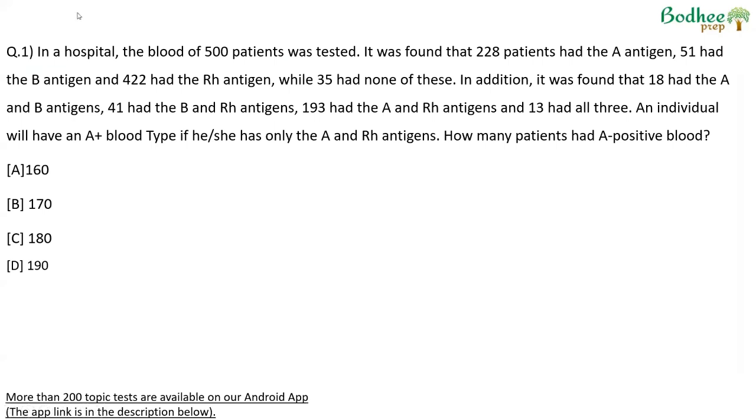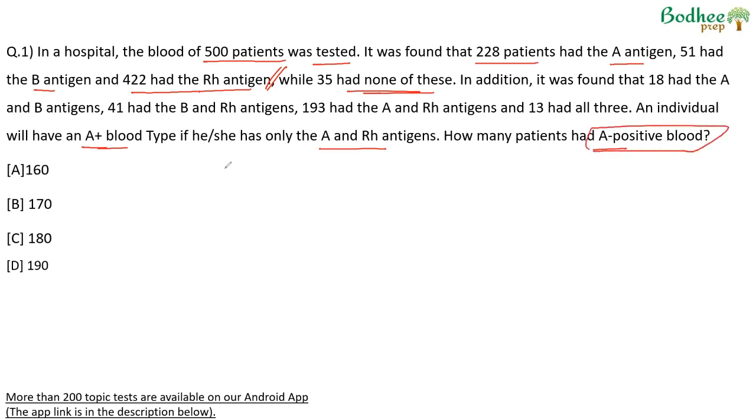If I look at the questions, the first question says, in a hospital, the blood of 500 patients was tested. It was found that 228 patients had A antigen, 51 had B, 422 had RH antigen, while 35 had none of these. In addition, it was found that 18 had A and B, 41 had B and RH, 193 had A and RH, and 38 in all three. An individual will have A plus blood type if he or she has only A and RH antigens. How many patients had A negative? Oh, sorry, A positive blood.